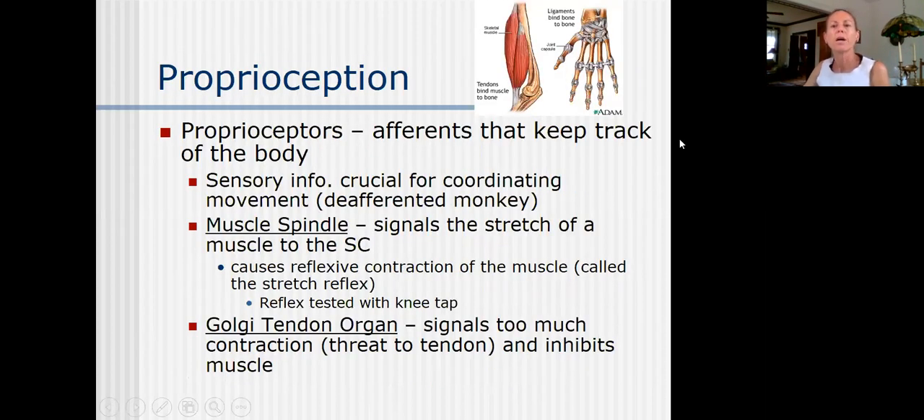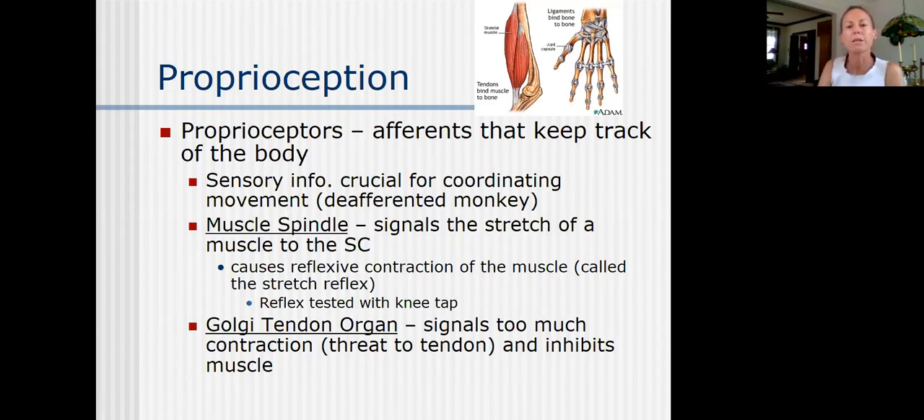Okay. So proprioception is just these sensory afferents that keep track of the body as we move around. And so this is sensory information coming in. Remember, afferents are coming into the brain. So sensory information, as it turns out, is crucial for coordinating movement. And we learned that from the deafferented monkey in the last chapter. The monkey that doesn't have any afferents just stops moving altogether.